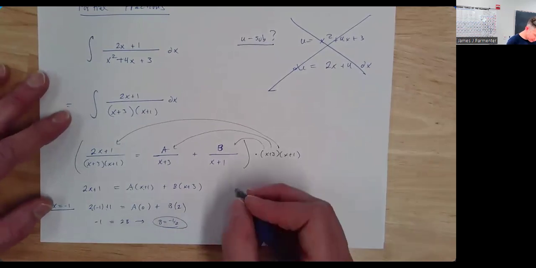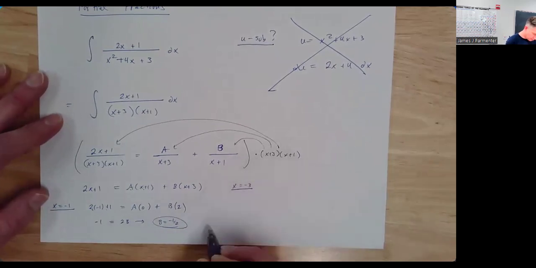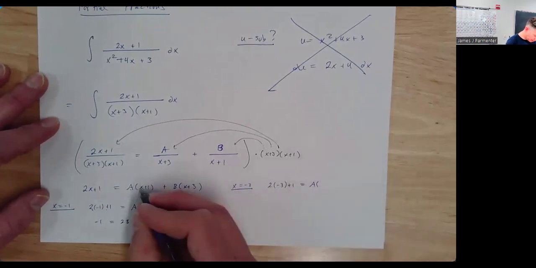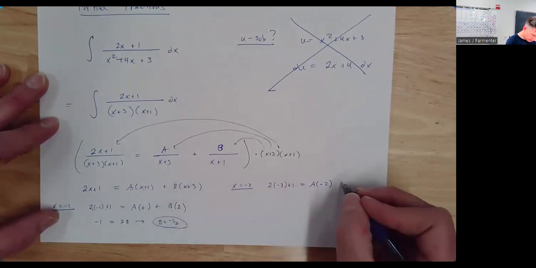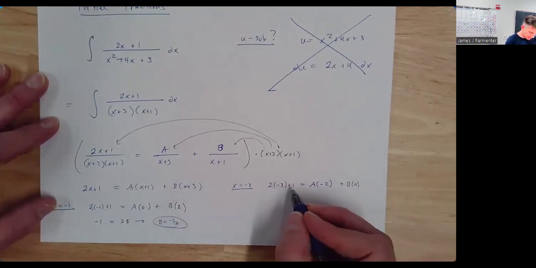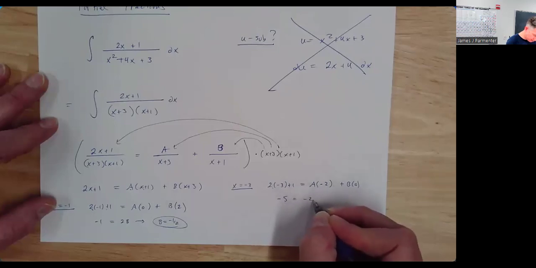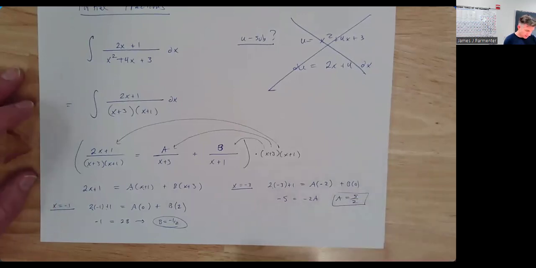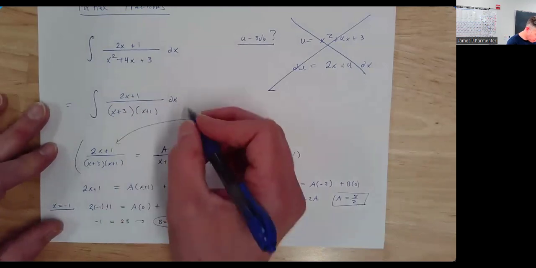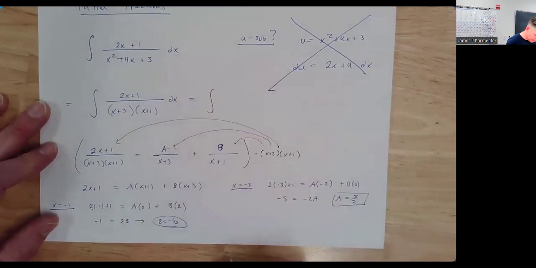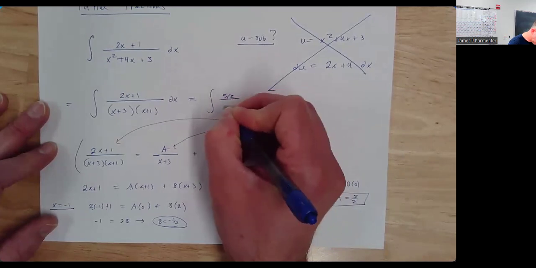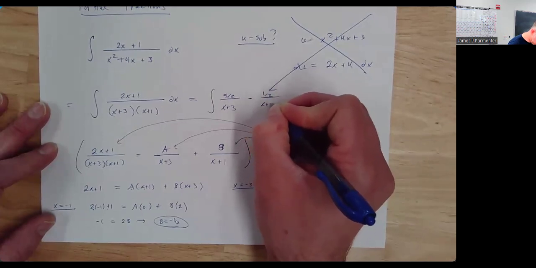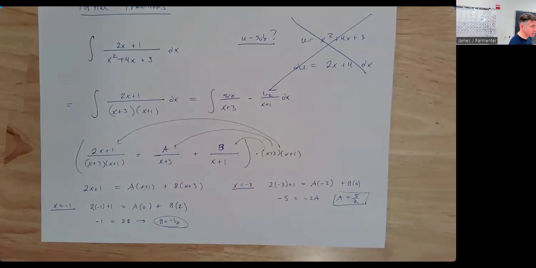And if we let x equal -3, well, then we're going to get 2 times -3 plus 1 equal to a times -3 plus 1, which is -2, plus b times 0. Or -6 plus 1, -5 equal to -2a. So a is equal to 5/2. And then we get to say, this integral is equal to the integral of 5/2 over x plus 3 minus 1/2 over x plus 1. And those things are much, much, much easier to integrate.